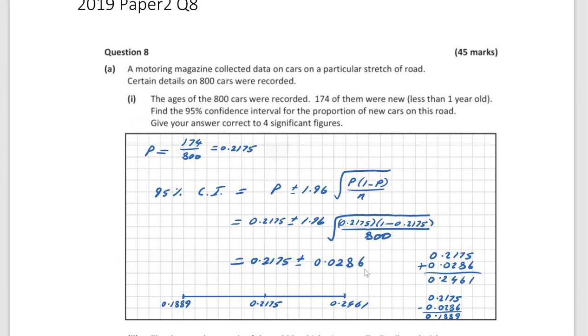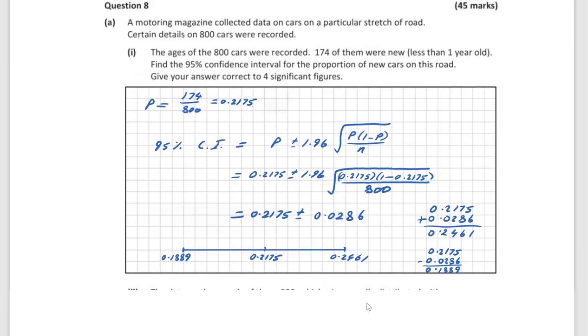Now, what you do with that is you do those two calculations, the plus calculation and the minus calculation, and they give you the two extremes, or the two limits of your margin of error. So that's your confidence interval between there and there. You can go down as low as 0.1889 or up as high as 0.2461.